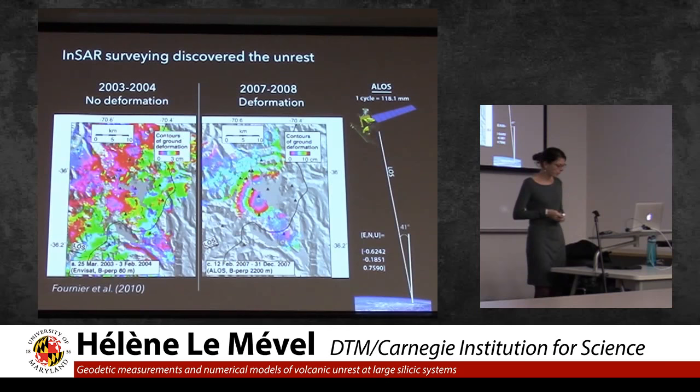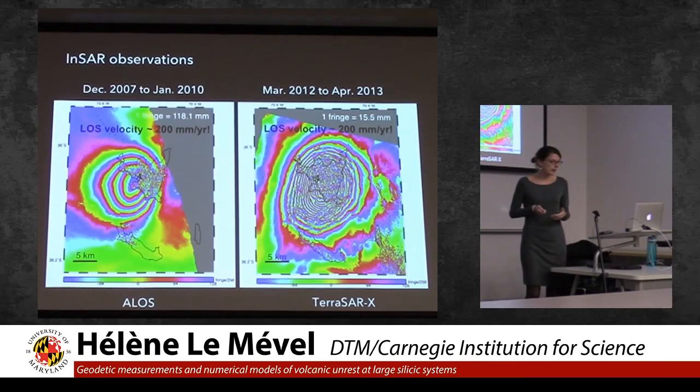So following this discovery, I calculated interferograms starting in 2007 and up to last month, to see how the deformation changed with time. So here are two more examples from different satellites. This one is called ALOS. Here again, you see the same pattern of deformation, several fringes. This is a three-year interferogram. The deformation is affecting most of the lake basin. This is the lake contour.